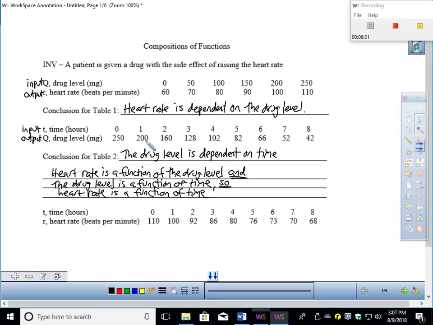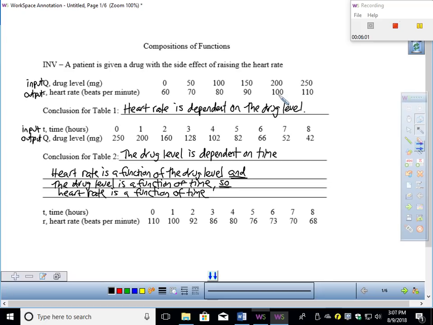Now if you notice, up at this top one, that same drug level, which was the output over here, is the input of this function. And that's what I want you to take from this. So let's track that. 1 hour, 200 milligrams. Now we go up here, everybody, and find 200 milligrams. There it is. If I have an input of this function of 200 milligrams, do I now have the heart rate, the final output? Absolutely.